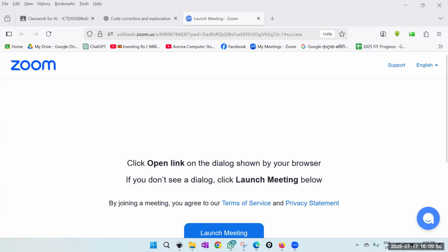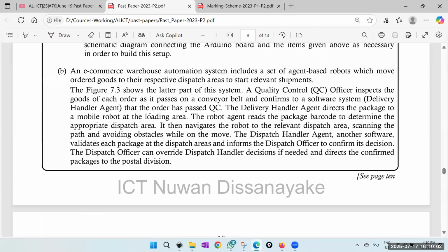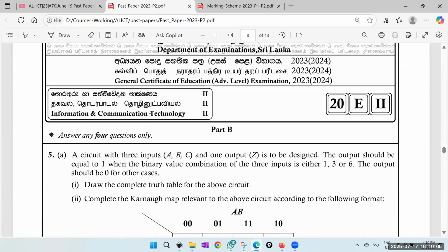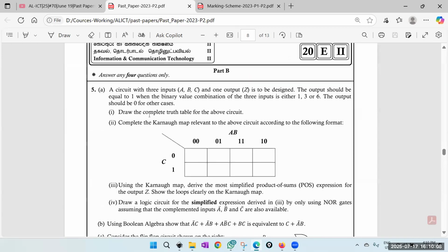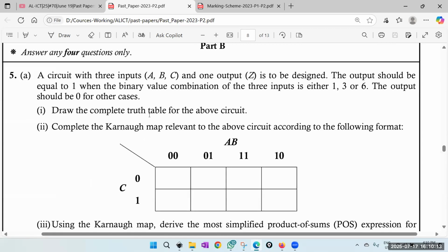Today we want to continue with our 2023 paper, second paper, because we finished the second paper first part. So today we want to move on to the second paper, second part. We will start with question number 5. I have asked you to do the questions, okay? Because this is the latest paper, so therefore these are the latest papers.